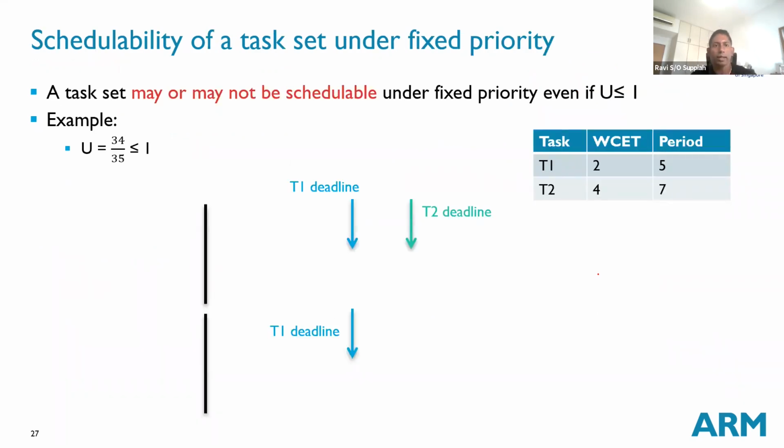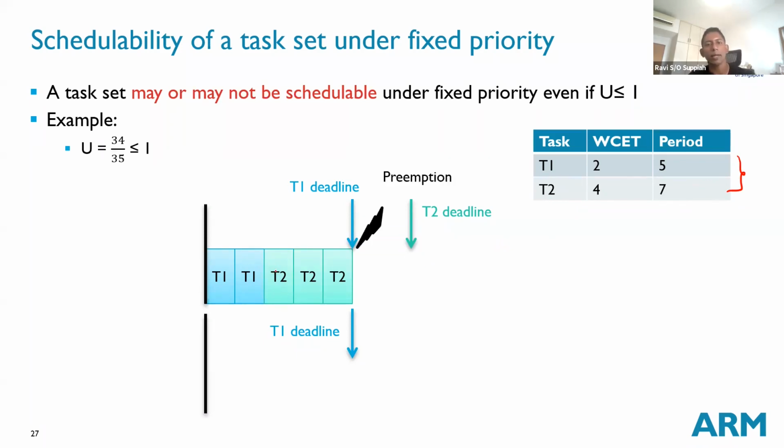So let's look at an example where utilization is less than 1, yet it may not be schedulable. Let's look at these two tasks, T1 and T2. If I follow RMS, T1 has a shorter period, so T1 is higher priority and runs first, followed by T2. Now what happens? T1 will preempt T2 before it can complete, because T2 requires 4 cycles here, and the period is 5. Once I preempt and run, when T2 resumes, it has already passed the deadline. So T2 has missed the deadline.